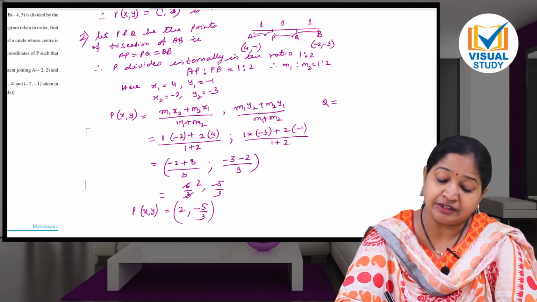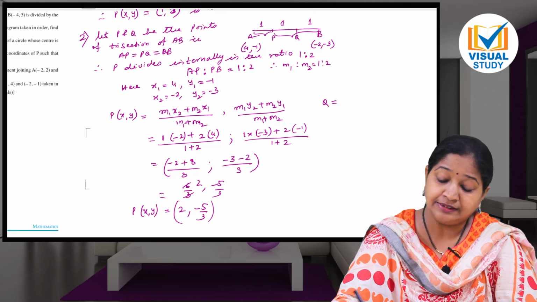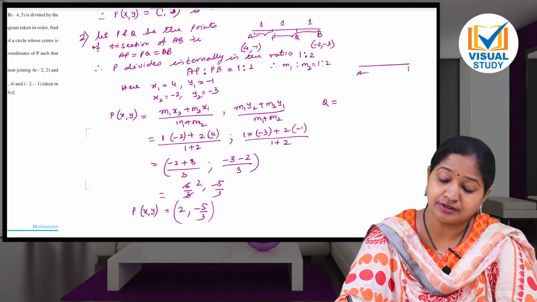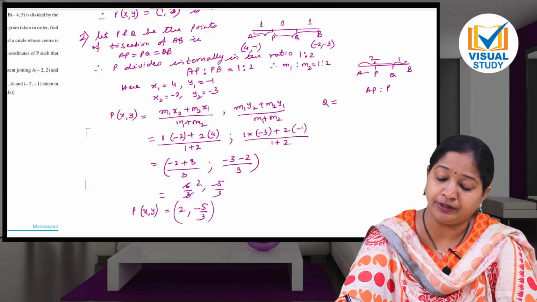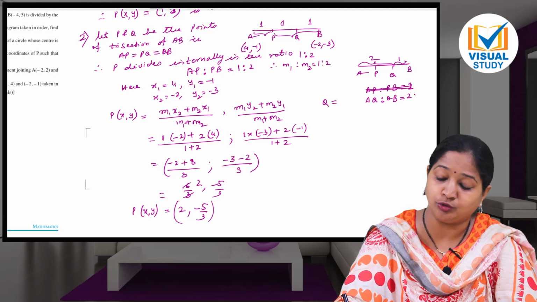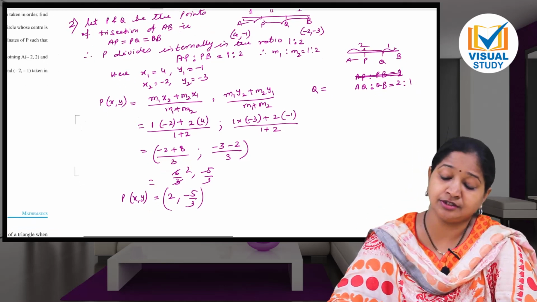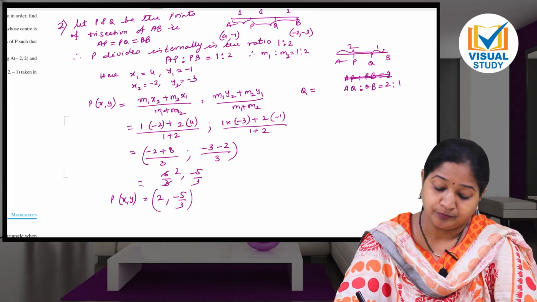Now, as we have taken AP is 1 is to 2 and BP is 1 is to 2, in a similar manner, suppose AP, AQ, then 1, 1, 1. So this will be your 2 and this will be your 1. So AP is to PB is equal to, sorry, AQ is to QB is equal to 2 is to 1. Just do the opposite ratio. 2 is to 1. Two parts is there also.